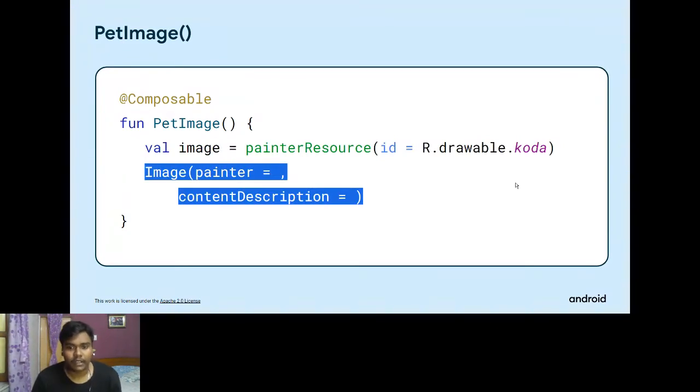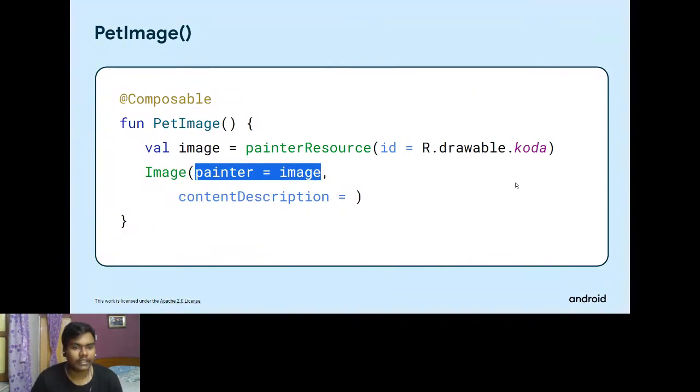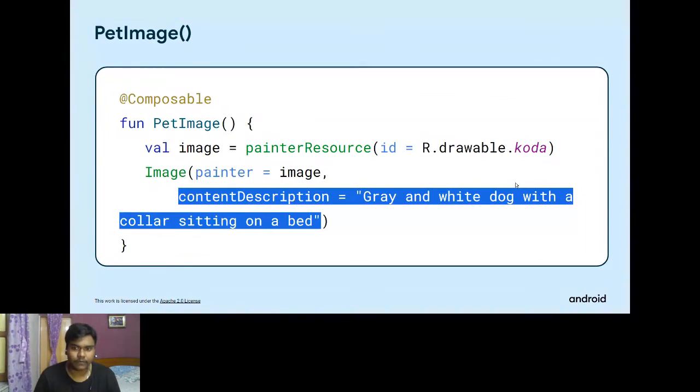Then we will add an image composable, which has two arguments to fill in: the painter and the content description. So in order to show the image inside your app, you need to use that image composable, and it takes two arguments. That is the painter and a content description, meaning the description of the image that you are actually showing. So here the painter will actually be the image.